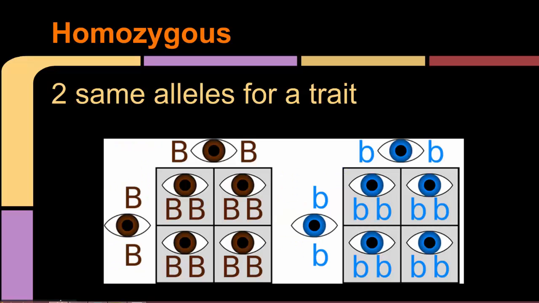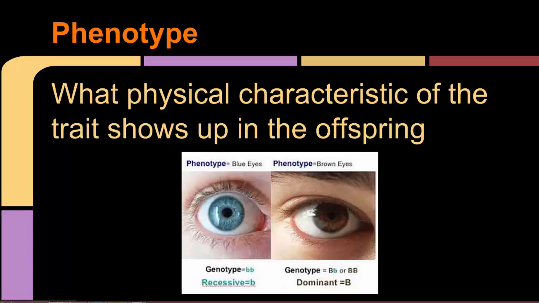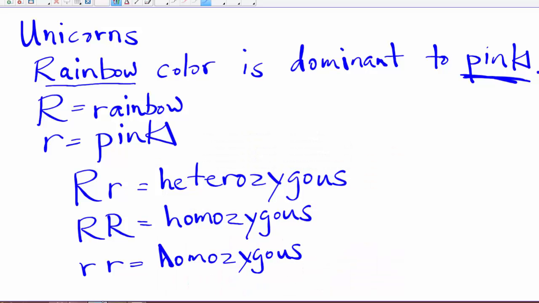Okay, last two terms are genotype and phenotype. Genotype is the genetic makeup of the trait, or the letters, as we will refer to them in our practice problems. So anytime I ask you for the genotype of an offspring or a parent, you will be telling me what two letters they are. Whereas phenotype is what physical characteristic of the trait shows up in the offspring. So this is what you will actually see. So in our case with the unicorns, a phenotype would be rainbow hair or pink hair. So let's go back and take a look at that. I'm going to clear off some of this space for a minute.